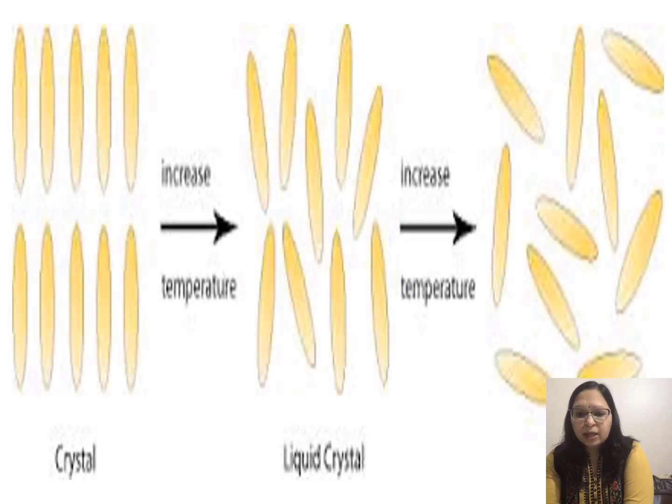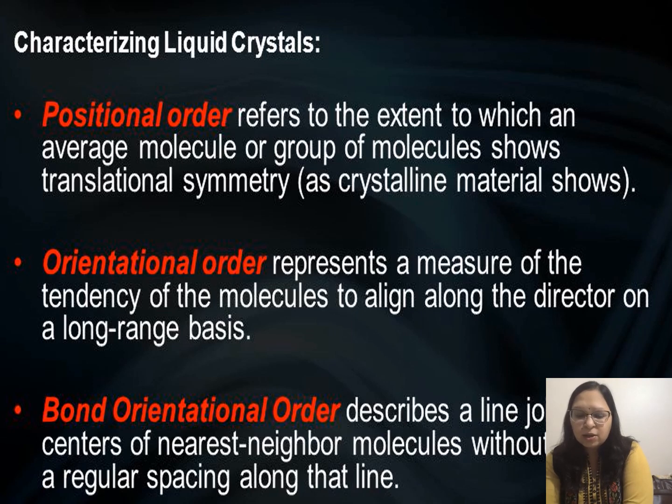Now, again, as I told you, this is a temperature dependent property. When we heat up the crystal, on increasing temperature there is a mesomorphic state in between the crystal and the liquid, and on further increasing the temperature, the solid state gets converted into liquid state. Now we can characterize liquid crystals on the basis of properties like positional order and orientational order. Let us take this one by one.